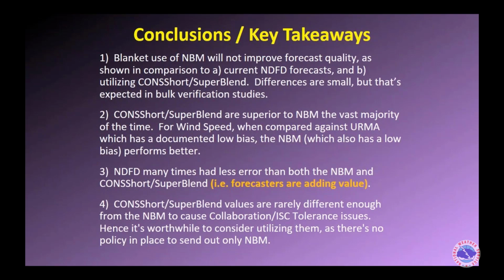Also, in terms of consistency, because that's sort of the concern right now in the focus, well, the contour and the superblend values are very rarely different enough from the MBM to cause any kind of collaboration or ISC tolerance issues. And I mean, I've used the superblend and the extended, and when I run our ISC collaboration procedure, I rarely see any things that are out of tolerance. A lot of times it could be a neighbor hasn't updated their forecast or something.